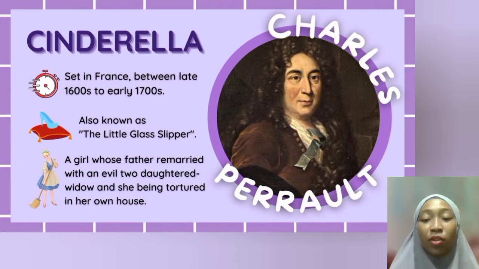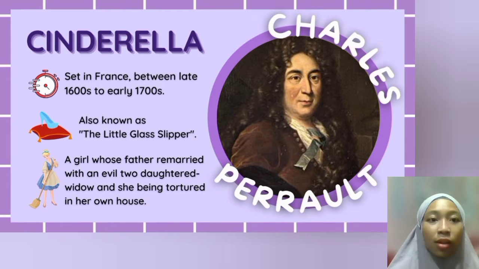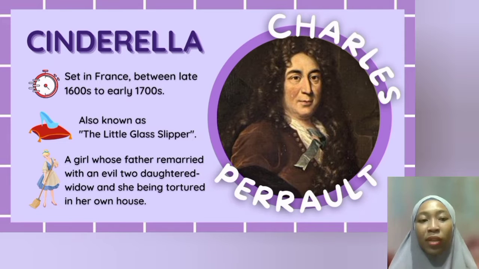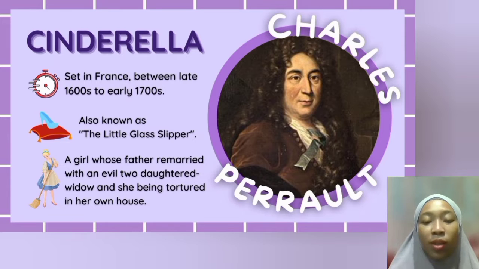Today we are going to present about Cinderella by Charles Perrault. This story is set in France between the late 16th century and early 17th century. This story is also known as the Little Glass Slipper. Cinderella is a girl whose father remarried an evil widow with two daughters, and she is tortured in her own house. As we have known, in this story Cinderella comes to the party and meets the prince until they finally live happily. So in this video, our group will explain the way the text constructs ideal norms of masculinity and femininity, and it will be explained by my friends.